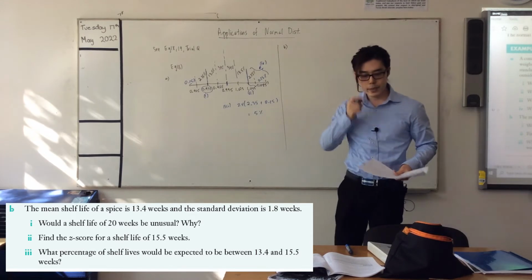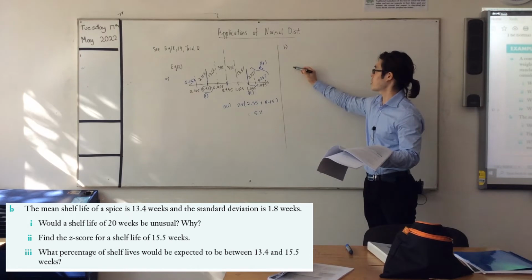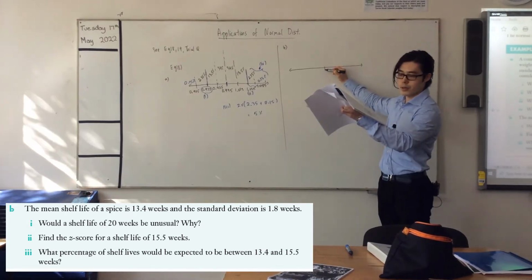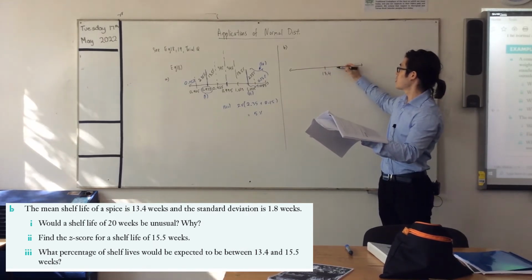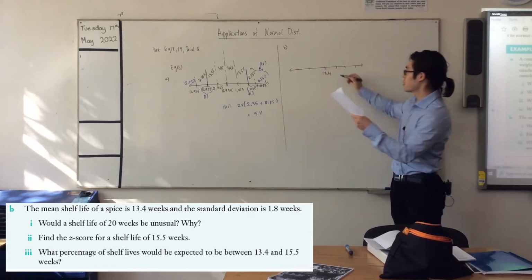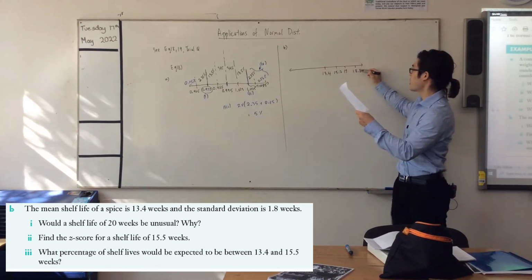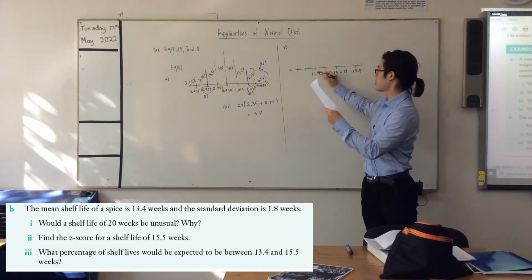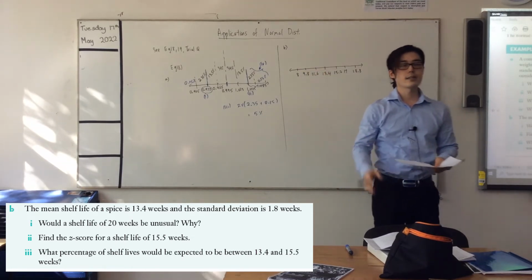Okay, so part B, once again, even before I read the question, I know it's got to do with normal distribution, so I'm going to set the z-scores up first. Oh, my line isn't straight, but that's okay. So what is it? A mean shelf life of a spice is 13.4. And it goes up by 1.8 because that's a standard deviation. So I've got 15.2, 17, 18.8, and going down, 11.6. Okay, girls, I've set it up. Now let's have a look at the question, girls.